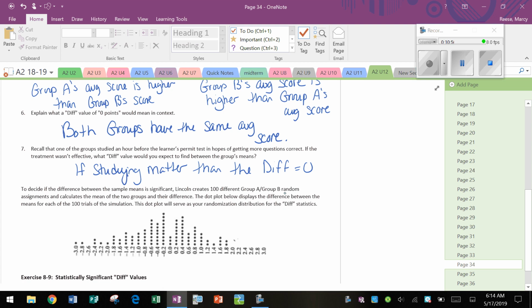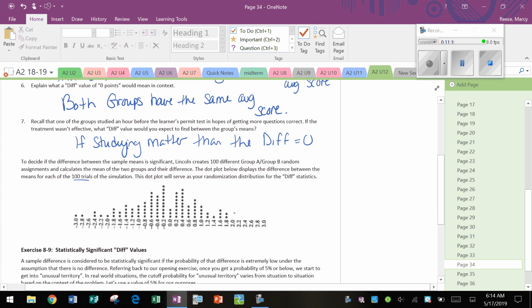The dot plot below displays the difference between the means of each of the 100 trials of the simulation. Okay, so there's 100 trials of this simulation. This dot plot will serve as a randomization distribution for the diff statistics. So he did it 100 times, and then he took the difference of the 100 times, and then he recorded it on a dot plot, basically.